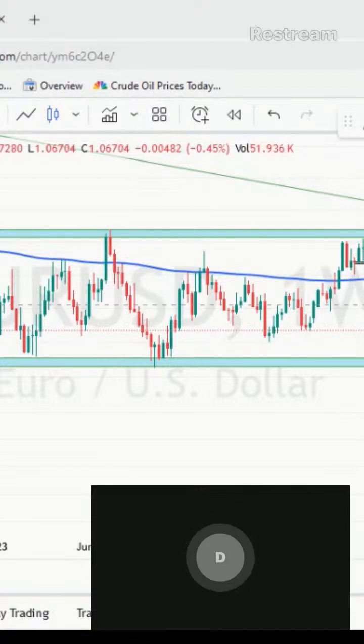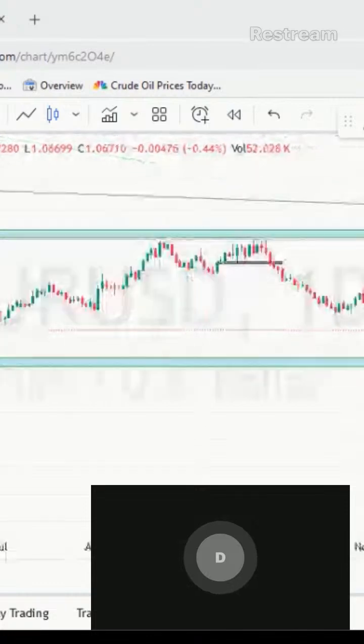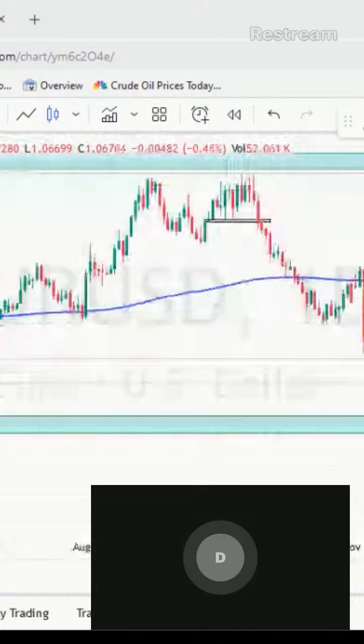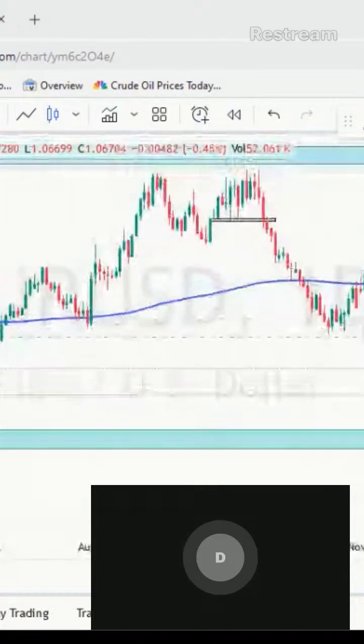Since our DXY actually told us that the DXY is strong, that means, like I said, we're going to be bearish on the Euro USD as well. So now, how can we join this sell move on Euro USD? Let's go to the lower time frame to look at what is happening there. Now we can join the entry.